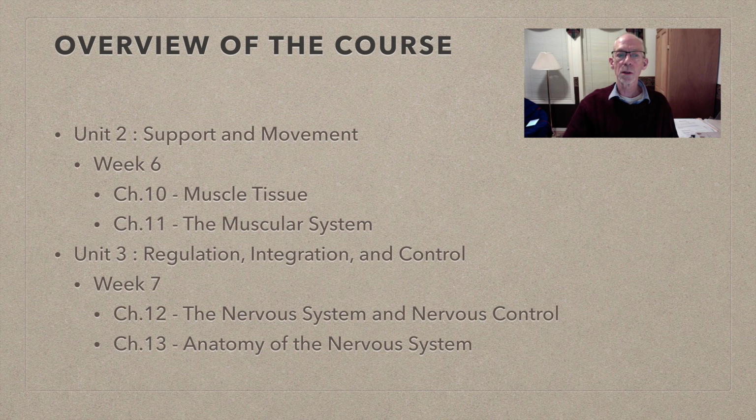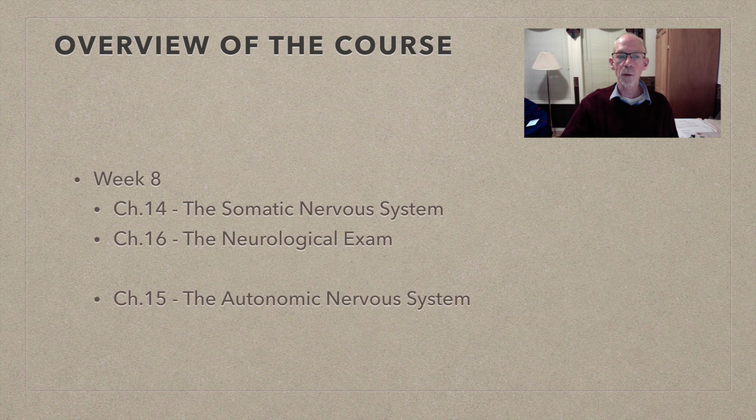Week 6, we'll look at muscle tissue and the muscular system. Week 7, we'll look at the nervous system and nervous control and anatomy of the nervous system. During week 8, we'll look at the somatic nervous system and the neurological exam. And although the autonomic nervous system is not formally part of this course, most likely I'll include some information for you so that you can learn about the autonomic nervous system.